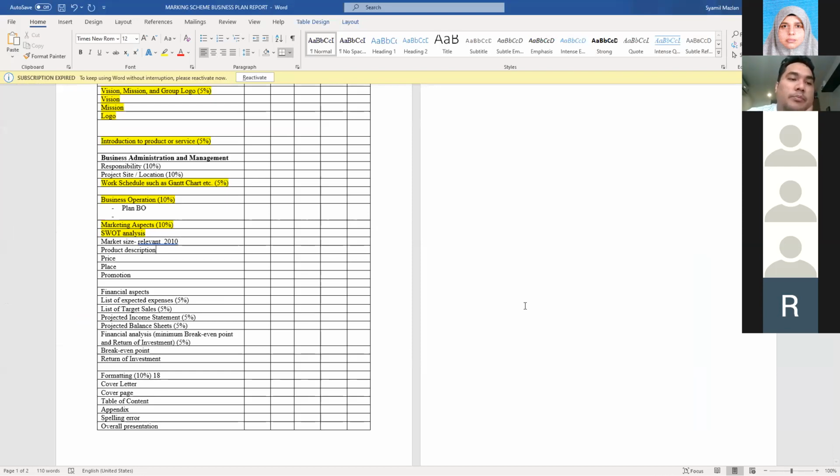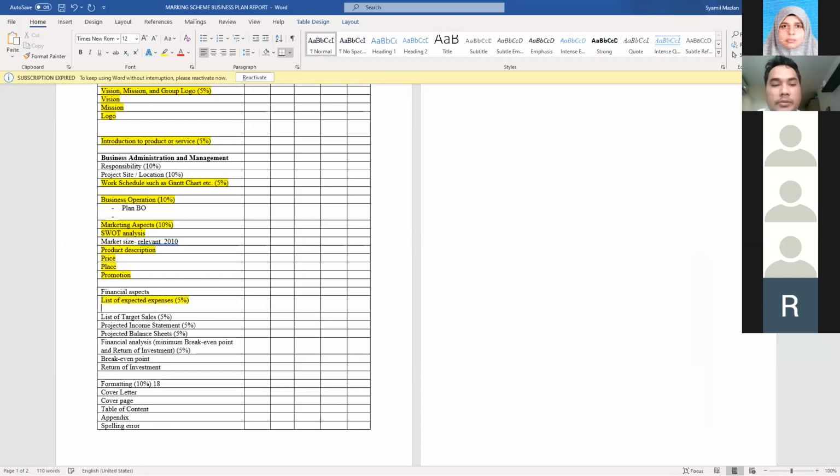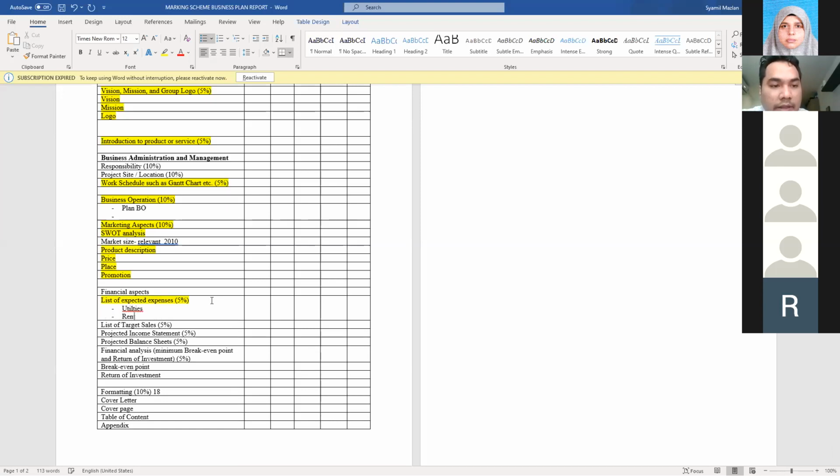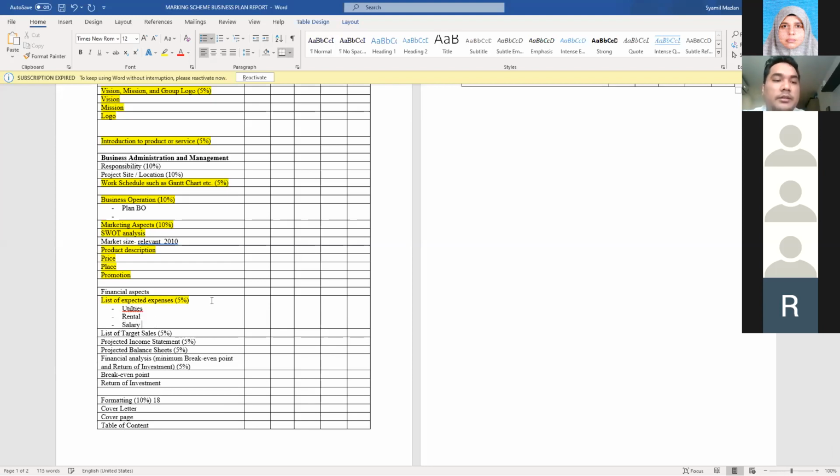So this is the 4P that we discussed before: product, price, place, and promotion. I think I've covered this before. And then the financial aspect, a list of expected expenses. It's very easy. If you are just starting a business, you must know that your expenses come from utilities, rental, and salary. That's all. This is for the expected expenses.